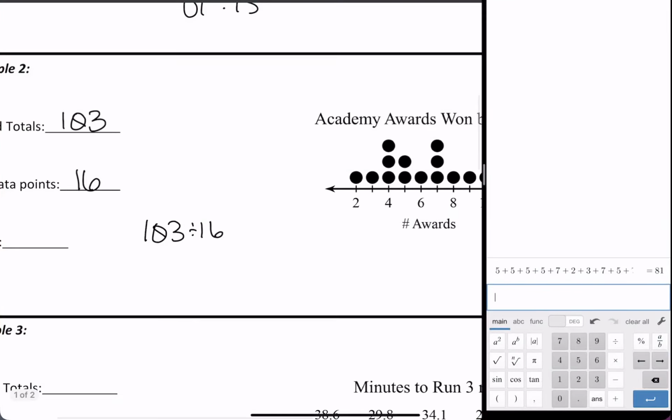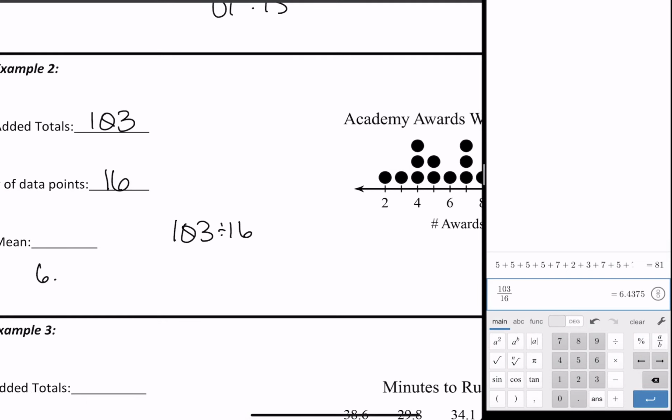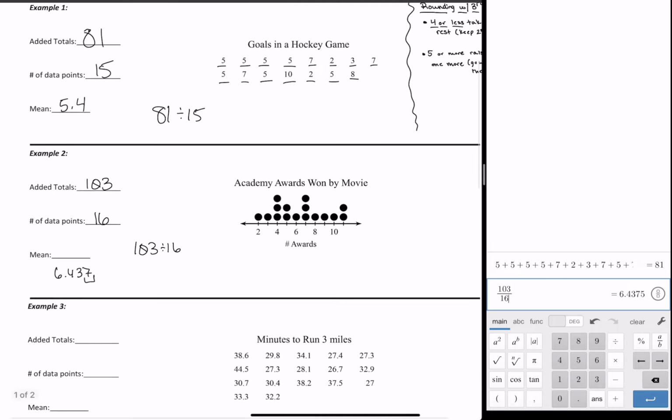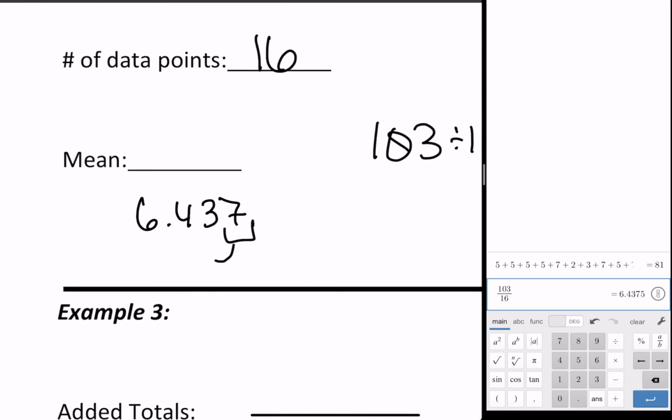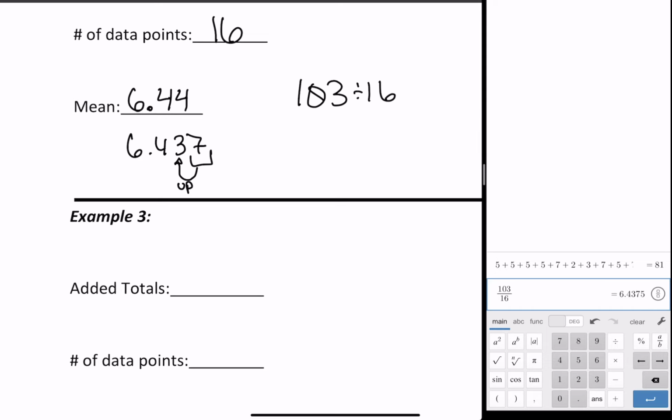I don't know why I got rid of that calculator. So 103 divided by 16. Okay, so we get 6.437, and that's the third decimal number. Now see how this is a 7. So in our information, 5 or more, we go up 1. So that means because this is a 7, that's 5 or more, our 3 goes up so that we get a final answer of 6.44. So that's how it gets rounded, okay? So our final answer is, our mean is 6.44.